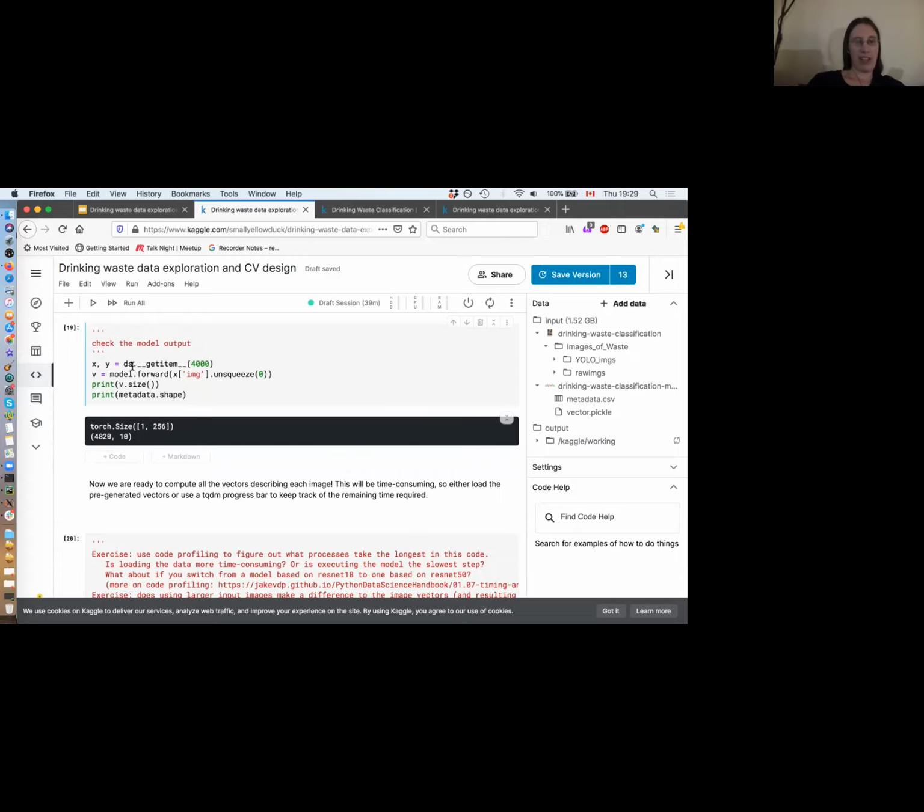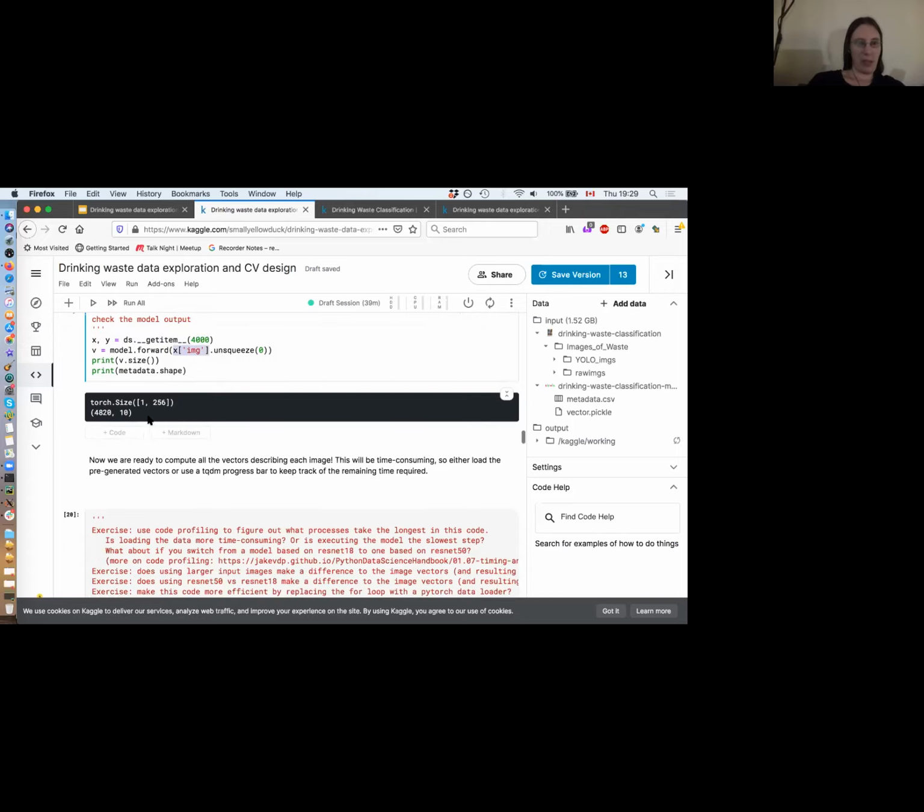And now we want to check that it goes to the model correctly. So I extract the 4,000th item from the data set, and then pass the image value through the model. What comes out is this vector that's describing this image. I'm going to look at the size of the vector. It's 1 by 256. So I've taken the image that's 384 by 512 pixels, and I've made a representation of that image that is a vector that's got 256 elements in it.